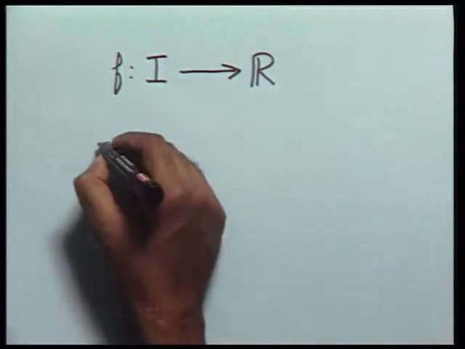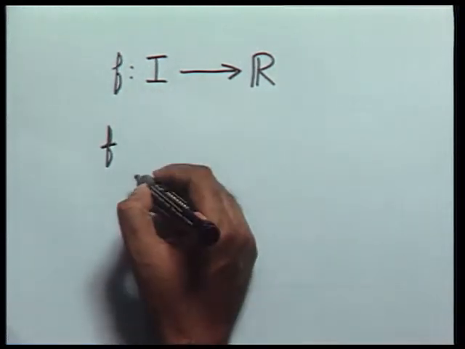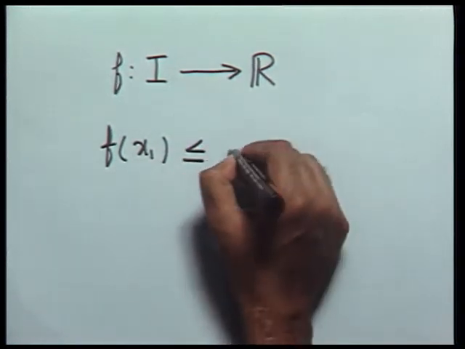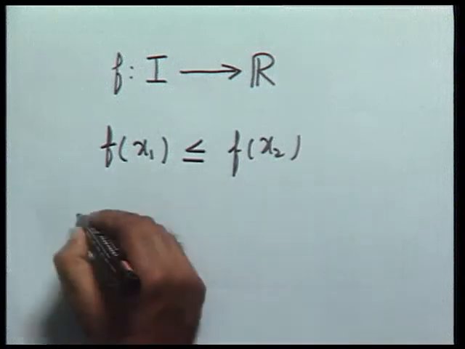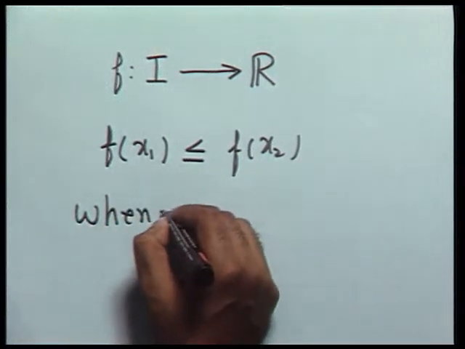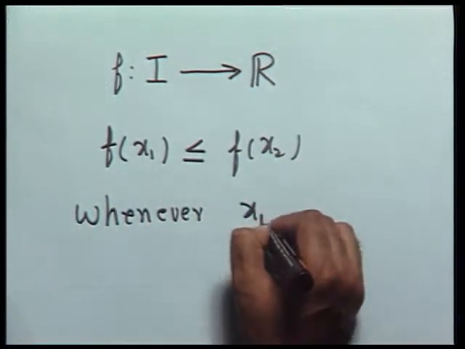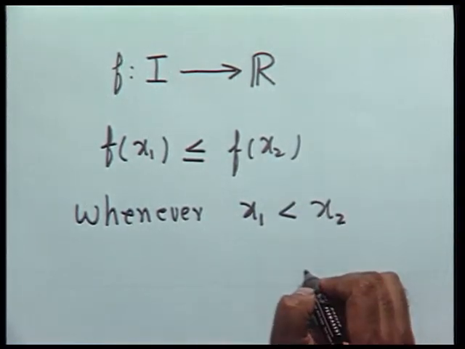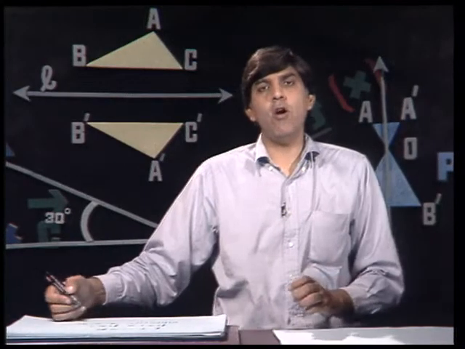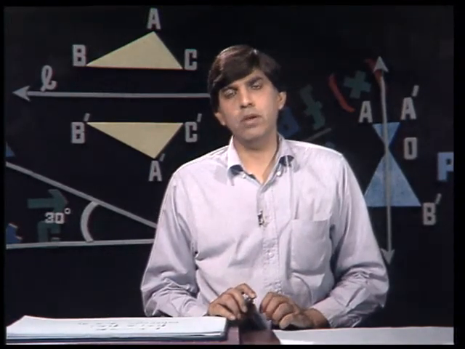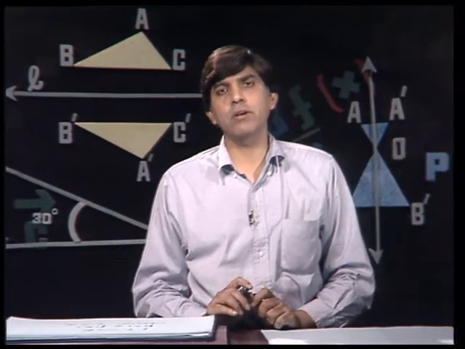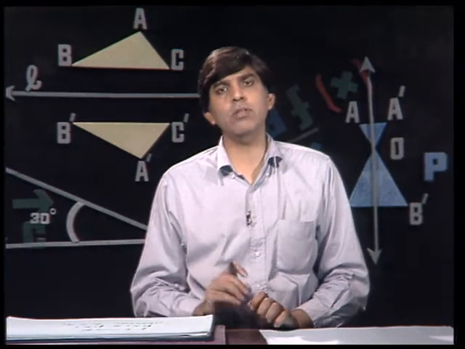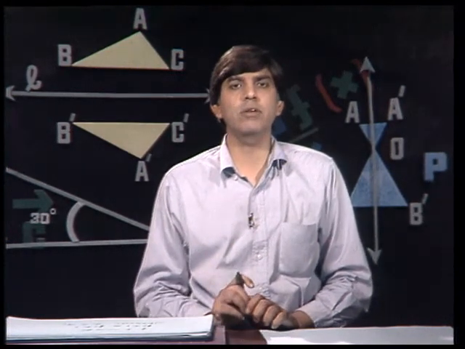There were times when we came across a function f like this, such that f(x1) was less than or equal to f(x2) whenever x1 was less than x2. Such a function is called an increasing function. There are lots of examples of increasing functions, and increasing functions occur all the time in nature. When you study motion and other things, you will find that increasing functions occur all the time.